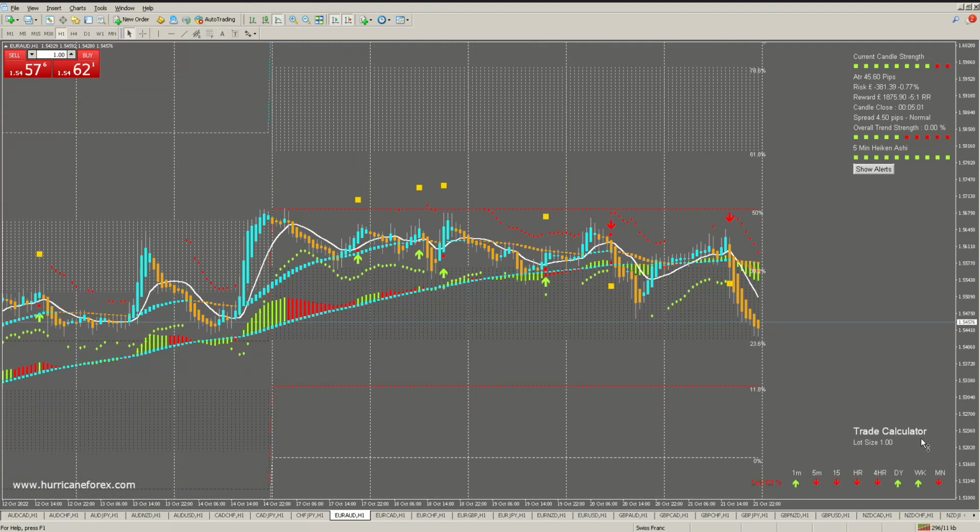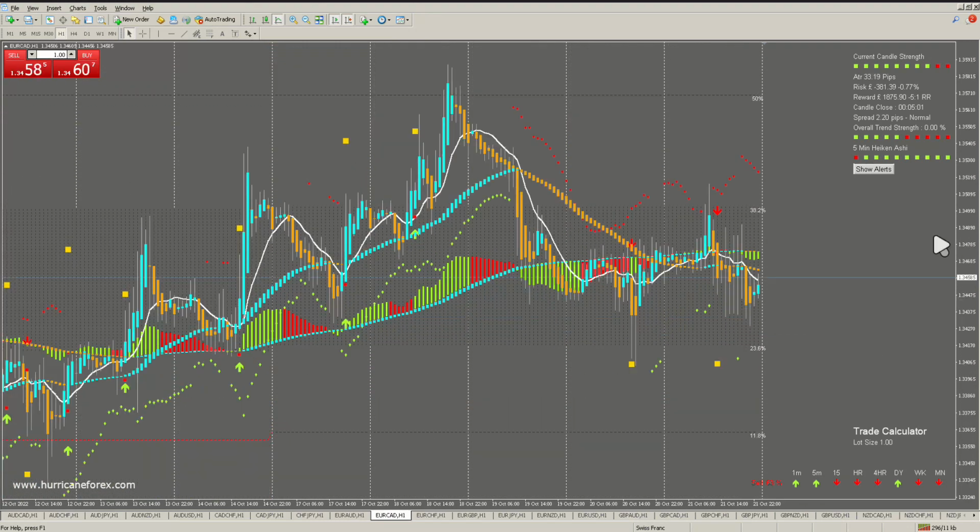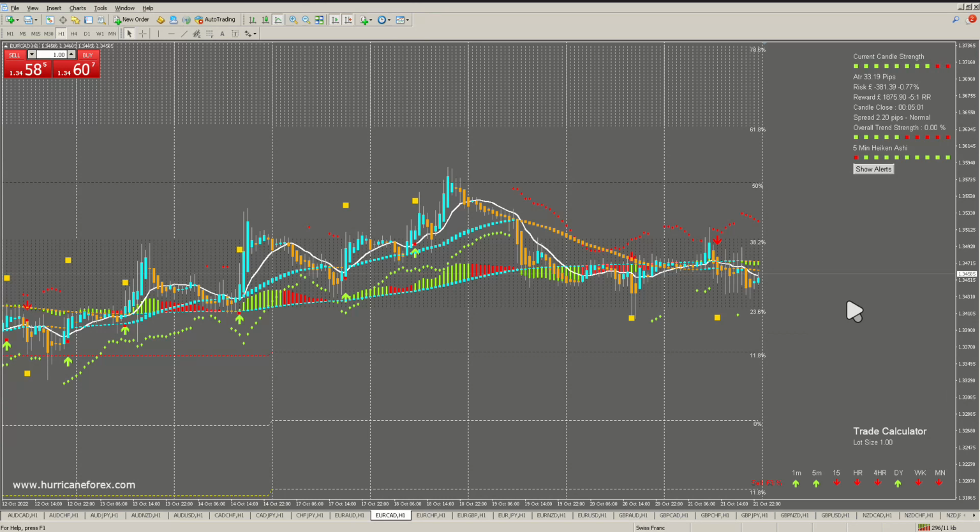I like to do set it and forget it trades. I don't want to be sitting there all day staring at charts. I want to be able to go out and do things and have a life. So you can see that if you trade with it, you can follow what's going on in the market.